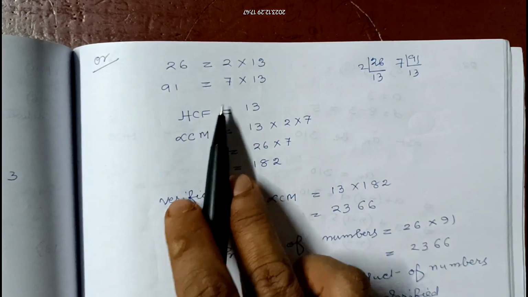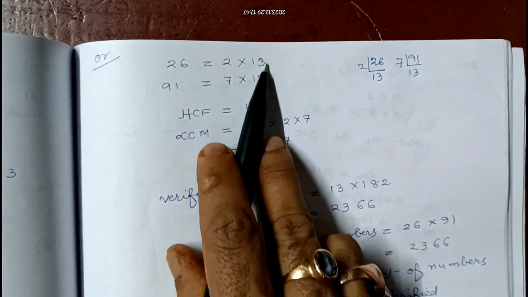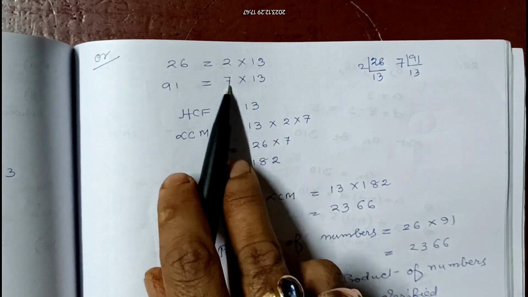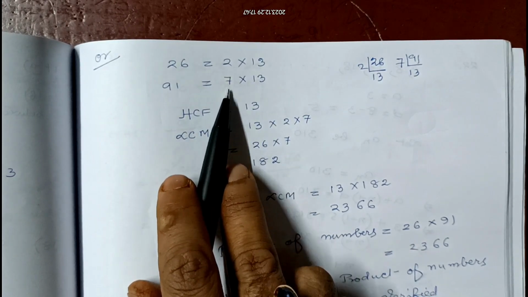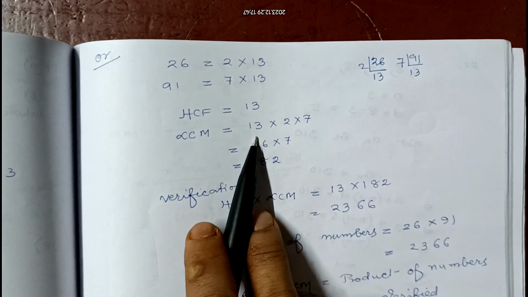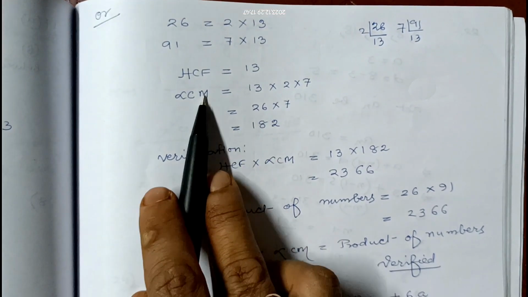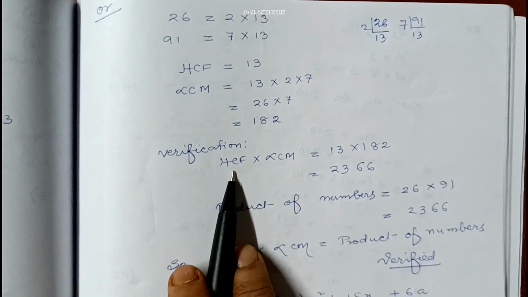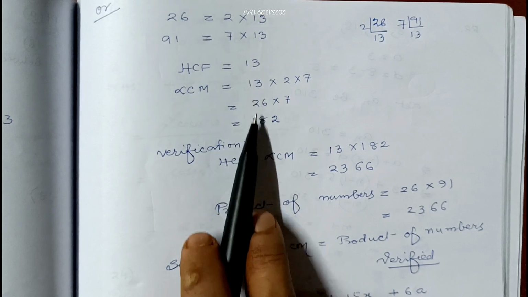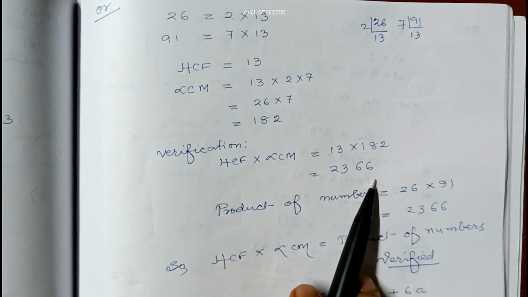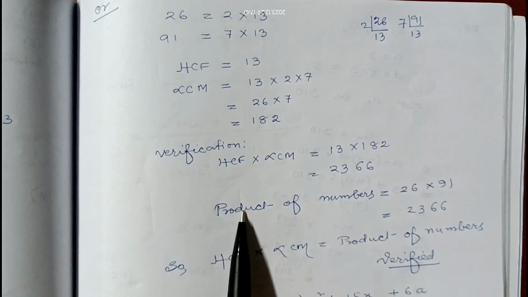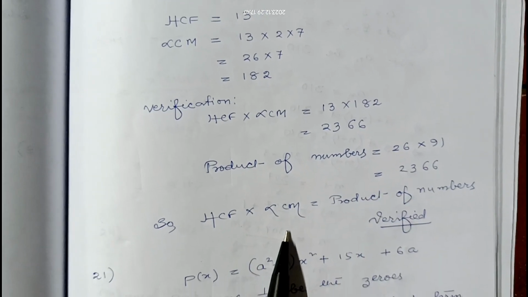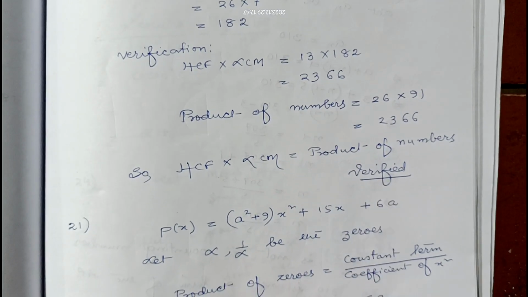Now HCF of these two numbers, since 13 is the common number, so HCF is 13. In case of LCM we have to write all the factors with their maximum power. Here factors are 2, 7 and 13. If I multiply, it will be 182. So HCF is 13, LCM is 182. Now for verification, first of all we have to multiply HCF into LCM. If I multiply 13 and 182 it will give 2366. And if we multiply the numbers, product of the numbers, here also we got 2366. Therefore HCF into LCM is the product of the numbers.